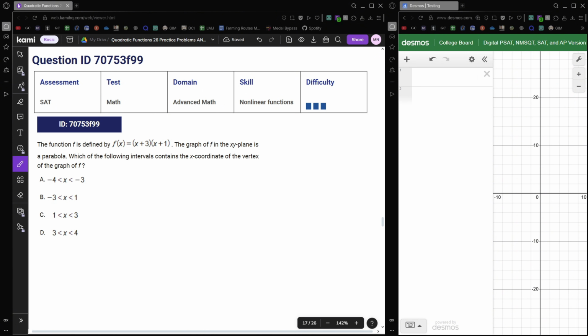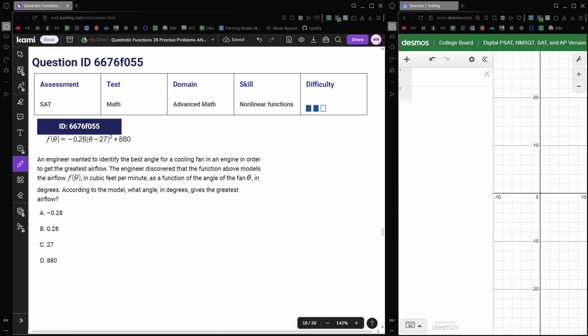Question number 17. The function f is defined by f of x. The graph of f in the xy plane is a parabola. Which of the following intervals contains the x-coordinate of the vertex of the graph of f? Let's go ahead and put that equation into Desmos. Here's our parabola, and here is our vertex. The x-value of the vertex is -2. And the answer choice that has -2 in its interval is B.